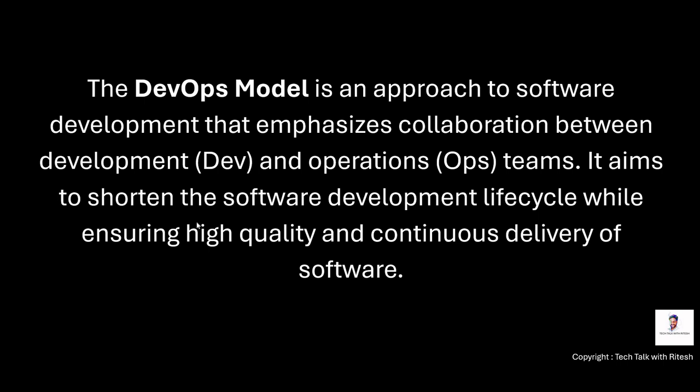The DevOps model is an approach to software development that emphasizes collaboration between development team or dev team and operations team, ops team. And that's why it's DevOps. It aims to shorten the software development lifecycle while ensuring high quality and continuous delivery of software. So these people, the development team and operations team, I mean the people who are going to deploy that code to production environment, those are the operations team members, by the way. So they are working together in a collaborative manner. Developers are developing it, pushing it to the environment, and then the operations team, they are just deploying it.